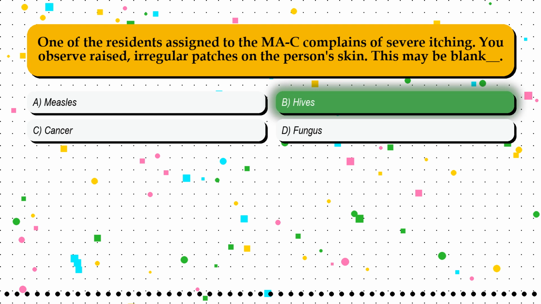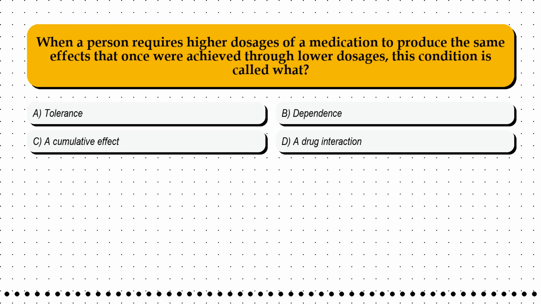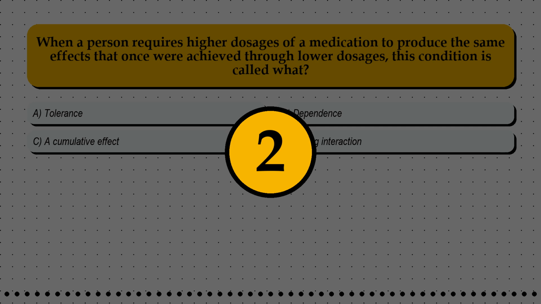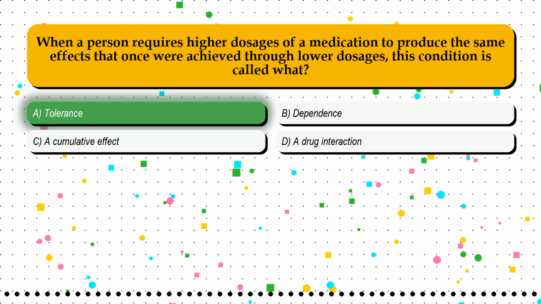The correct answer is option B, hives. Question 70. When a person requires higher dosages of a medication to produce the same effects that once were achieved through lower dosages, this condition is called what? Option A, tolerance. Option B, dependence. Option C, a cumulative effect. Option D, a drug interaction. The correct answer is option A, tolerance.